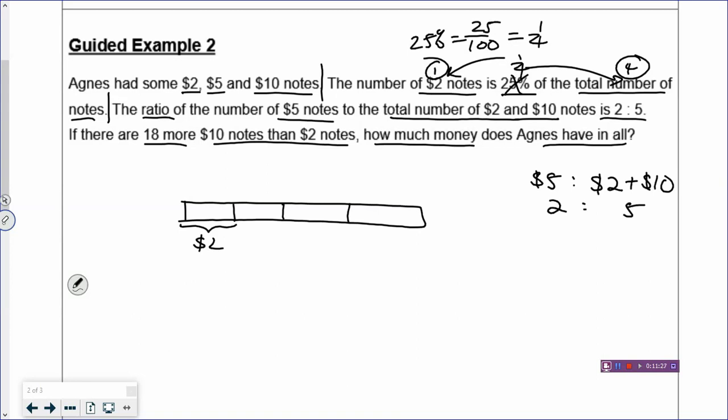Am I correct? So if you look at this ratio, doesn't it represent all the notes, right? $5, $2, $10 notes. Isn't that all the notes altogether? And how many units are there altogether? So the total units for all these notes will be 7 units. So if you look at this rectangle that you have just drawn, there are 4 boxes. So it also represents all the 3 kinds of notes.